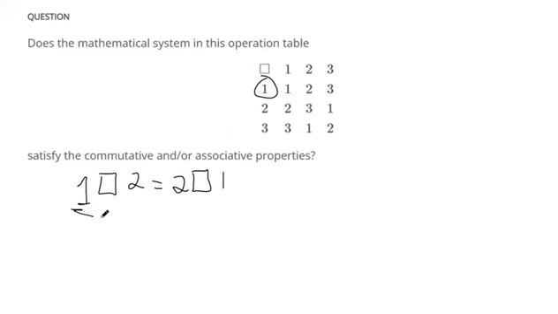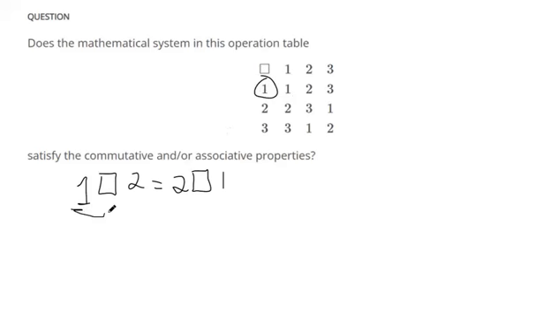1 in the row. Here, I'm doing this one over here. 1 in the row, 2 in the column. That gives us the value of 2. 2 in the row, 1 in the column. It gives us the value of 2. So that's an example of the commutative property working. It's a true statement. But you really got to check all of them if you want to be sure.